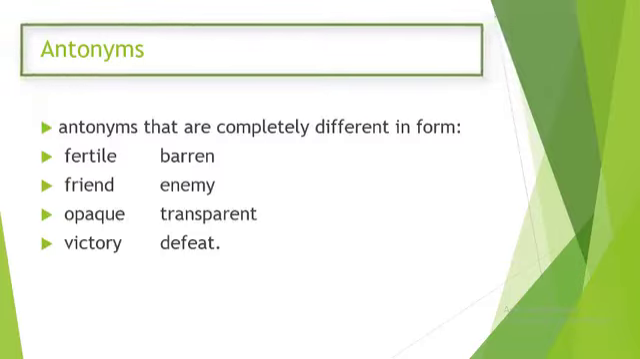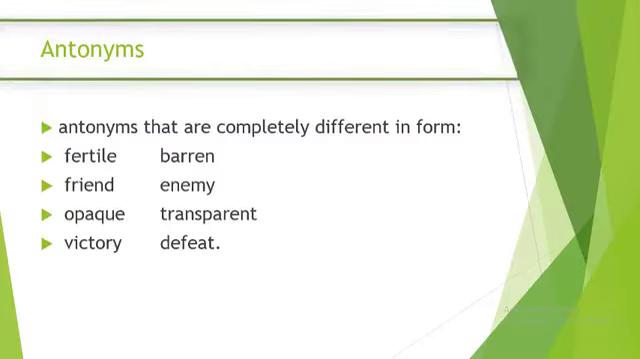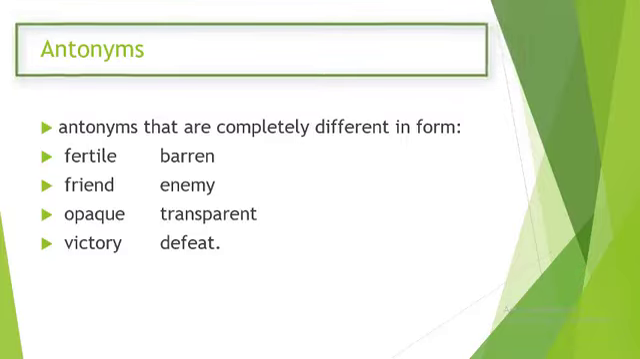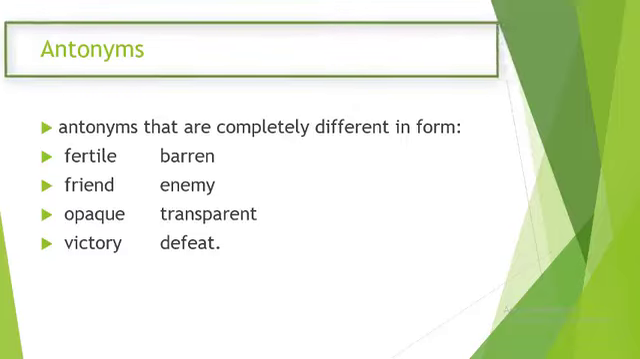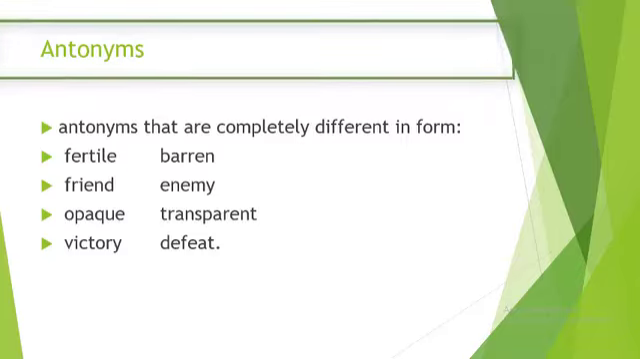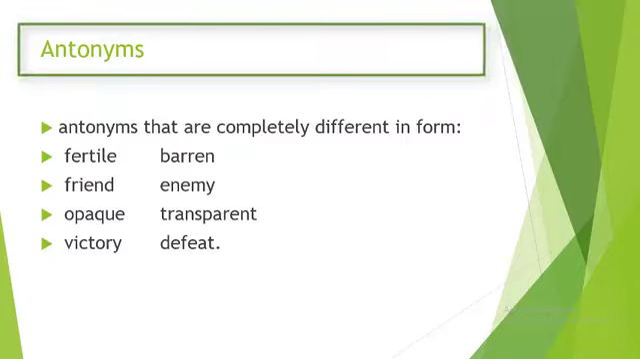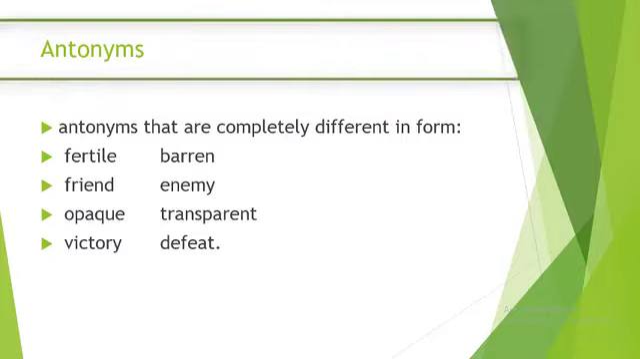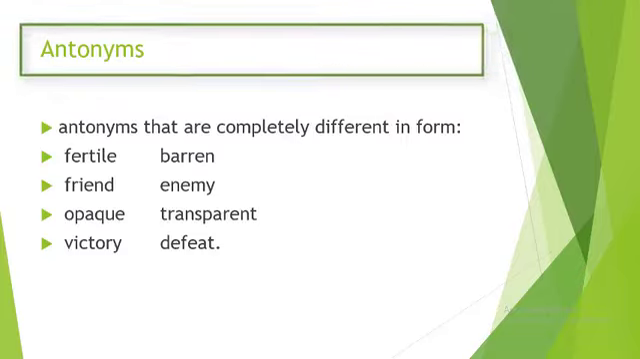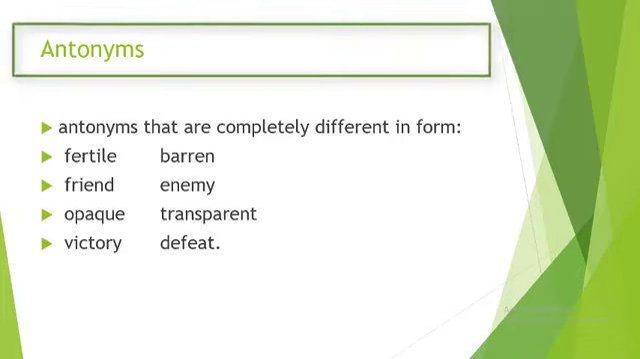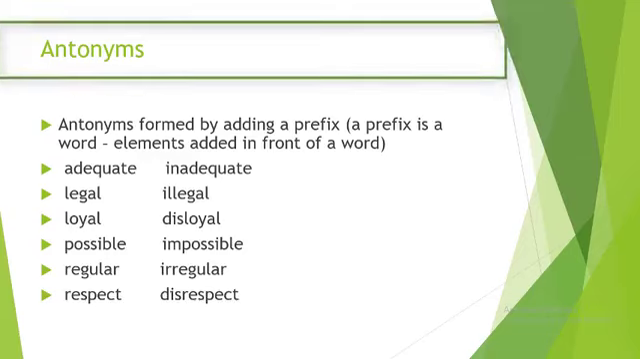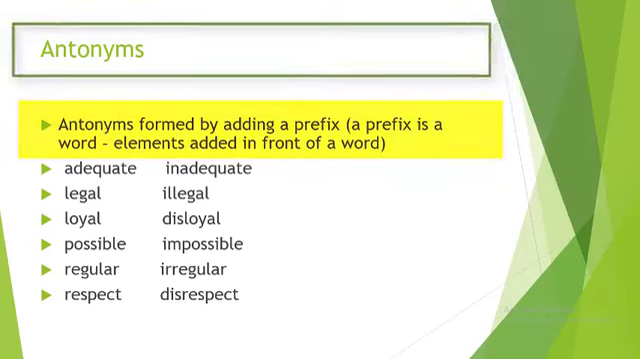So some of them we could entirely change. Okay, so an example, fertile, you have barren. So there's no similarity. We have friend, we have enemy. There's no similarity. We have opaque, we have transparent. There's no similarity. We have victory, we have defeat. There's no similarity. So sometimes we could have given words that have a completely different antonym entirely.